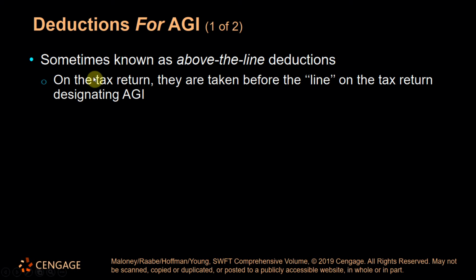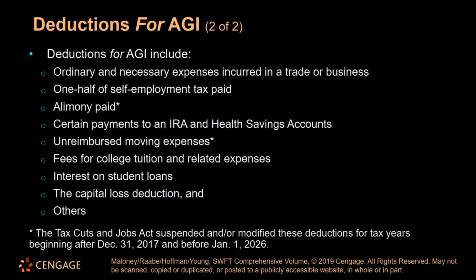So the adjustments for AGI are often called above the line deductions. For AGI, I mentioned interest on student loans is one, alimony paid, and contributions to a traditional IRA, not a Roth, but a traditional IRA, is a deduction for AGI. That is to say, it reduces your adjusted gross income, as do contributions to health savings accounts.